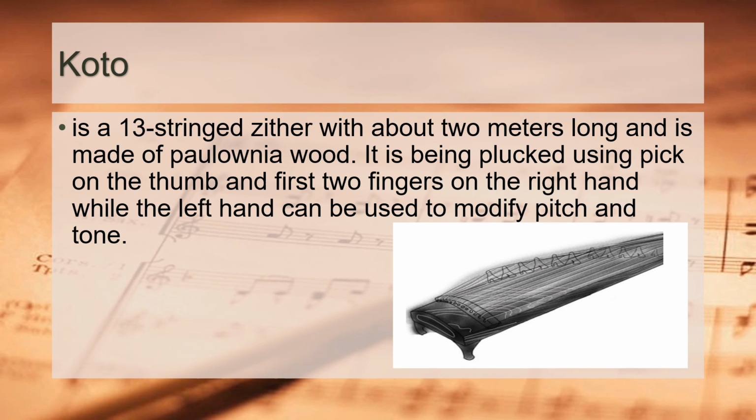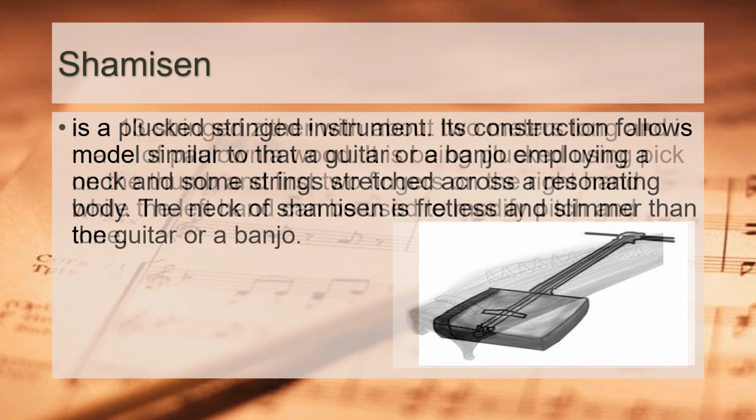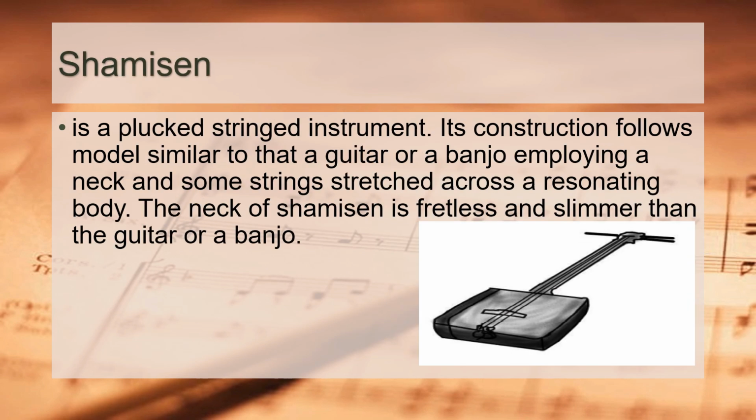Ilan daw yung kanyang string? We have 13. For about how many meters? 2 meters long at ito ay gawa sa paulownia wood. Ang tawag dyan ay koto. Next, we have shamisen. Ang shamisen naman ay isang uri ng plucked instrument or plucked stringed instrument.